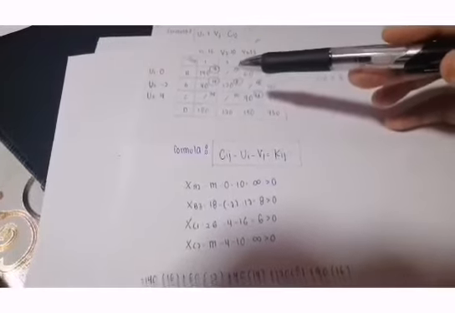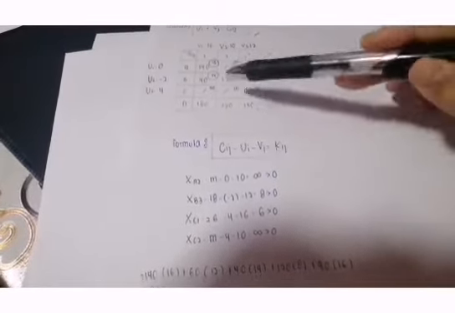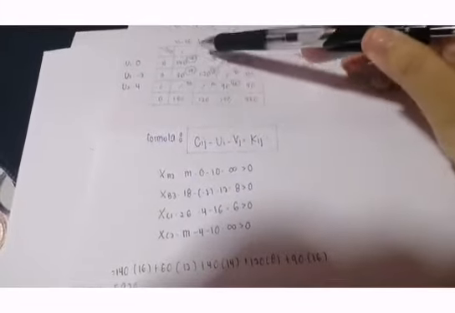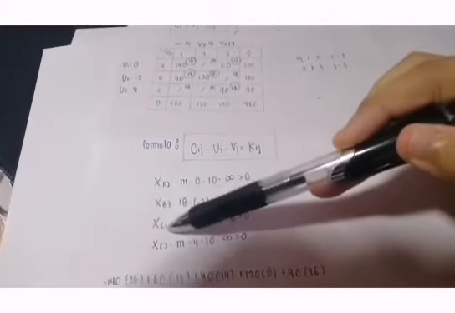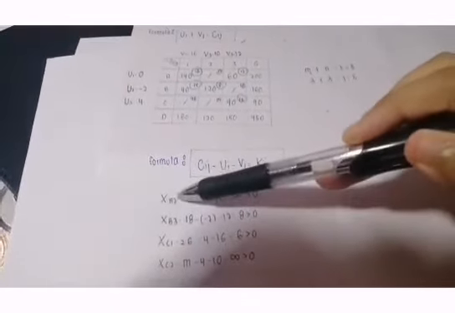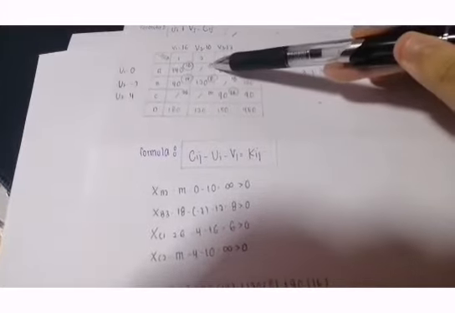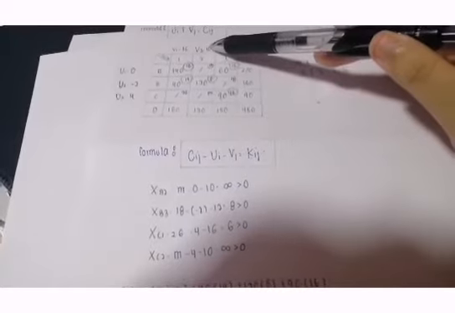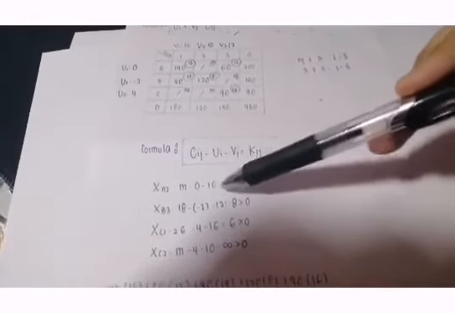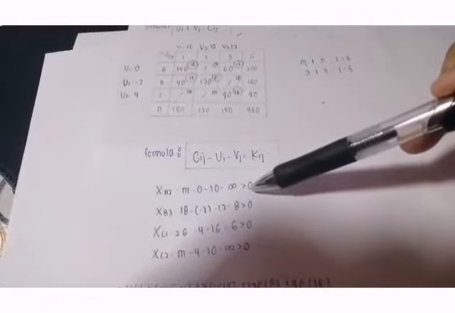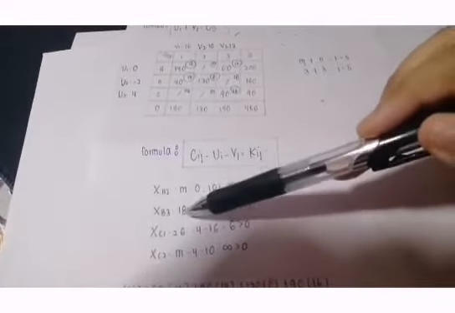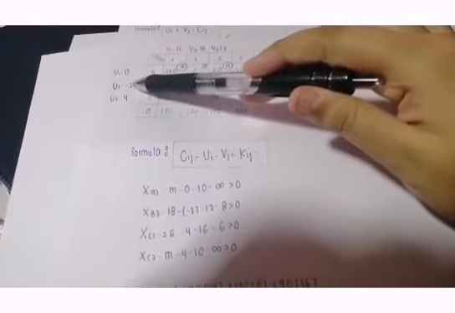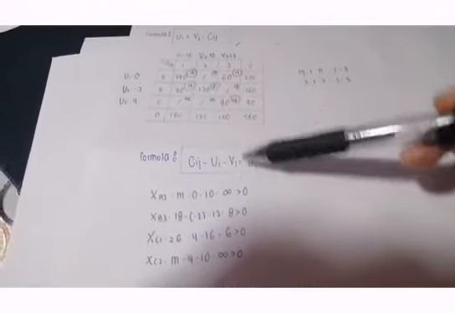For the next step, we calculate the penalty, Kij, for the unallocated cells: XA2, XB3, XC1, XC2. For XA2, the Cij is M, Ui is 0 and V2 is 10. So M minus 0 minus 10, you will get infinity. For XB3, it is 18 minus negative 2 minus 12, you will get 8.